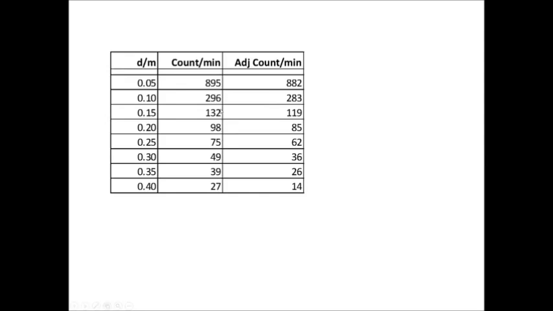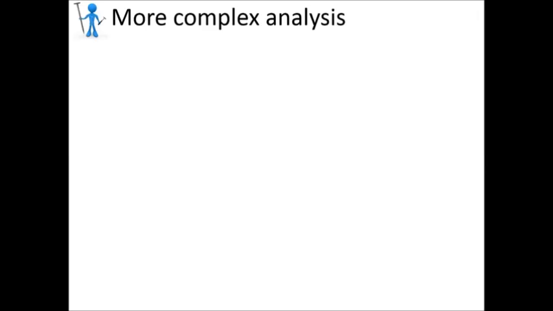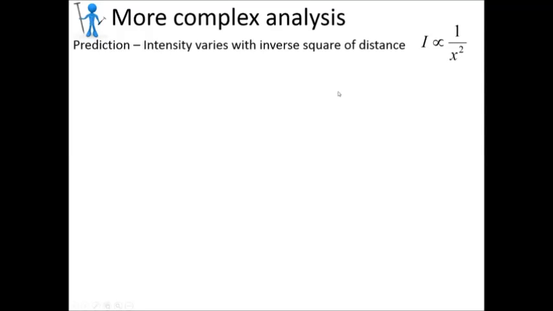Okay, so it's difficult to plot a graph using just straight data like this. If we were looking for an inverse square, we'd be looking for some kind of curve. It is better to have a straight line graph, so let's consider what graph we could plot. If we predict that the intensity varies with the inverse square of distance, then the intensity is proportional to 1 over the distance squared. That's exactly what we mean by an inverse square.